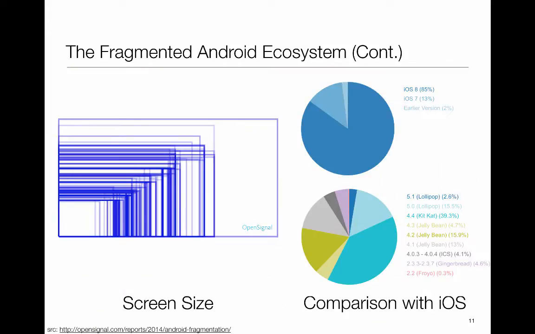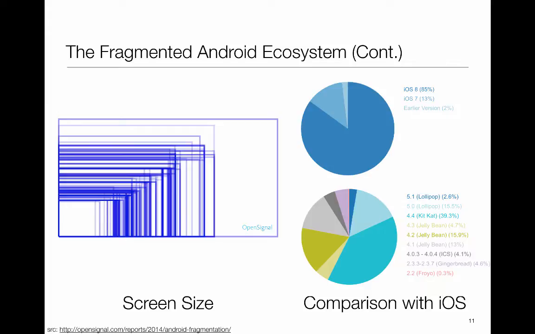Here are some other figures trying to characterize the fragmentation of Android. This is the screen size of all possible devices available in the market. If you think about the iOS ecosystem, you only have, say, iPhone 6, iPhone 6 Plus, and maybe iPad, iPad Mini, and now iPad Pro. So you have, I'd say, 6 or 7 screen sizes. But for Android, you have all these different screen sizes. So when you are developing a UI, you really have to consider what your app is going to look like on all these different screen sizes, which might be a big problem for you.